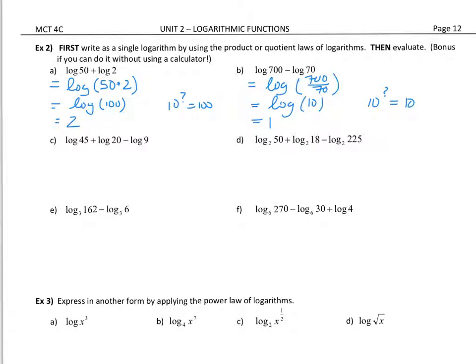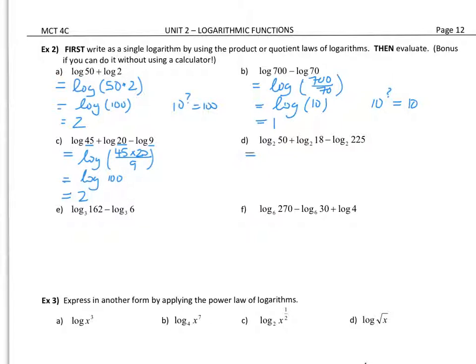All right, part C. We're adding, so those would get multiplied, and then we're subtracting, so this would divide. So the log of, we would have 45 times the 20, and then divided by 9. Now 45 divided by 9 would be 5. 5 groups of 20 would be 100. We're evaluating the log of 100, which in part A we know is 2.